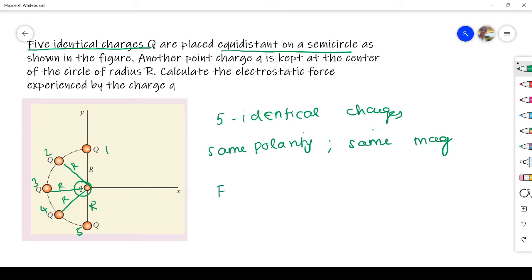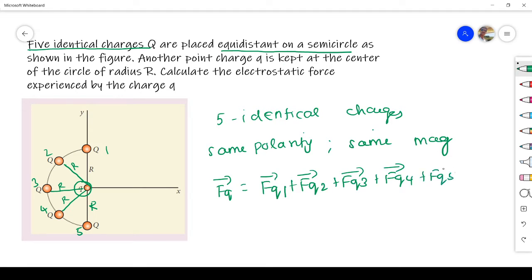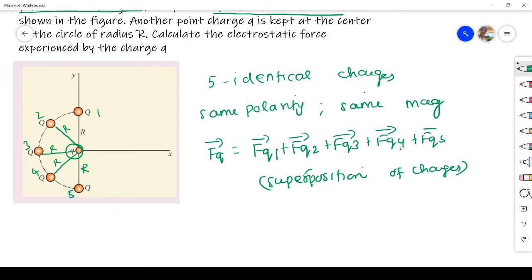So what is the total force on small q? Fq is equal to force on q by charge 1, force on q by charge 2, force on q by charge 3, force on q by charge 4, plus force on q by charge 5. What is this? It is the superposition of charges that we studied, right? So now we have to find all the 5 and substitute, right?